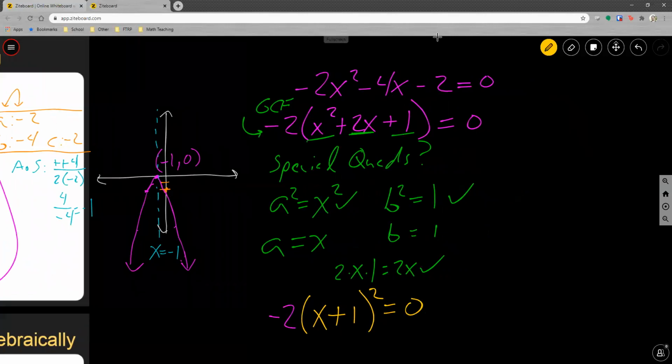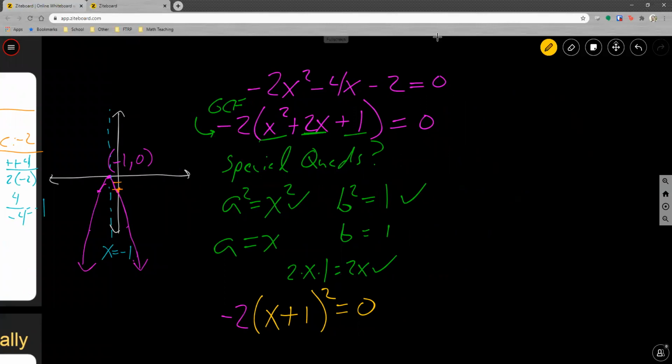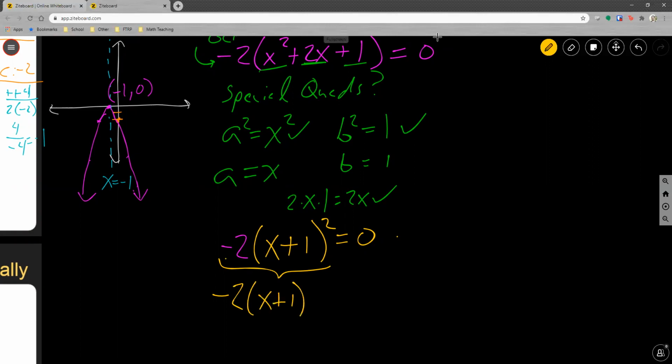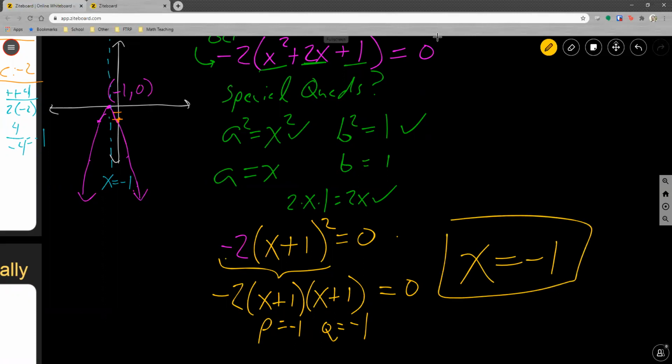And again, this is technically in vertex form right now, but I could also rewrite this equation by expanding it out and make it -2 times x plus 1 times x plus 1 equals 0. This is the intercept form, which means my p-value is equal to -1, and it's the same as my q-value, which is also equal to -1, which again means I only have one solution. My solution here is x equals -1. That's where my intercept is at.